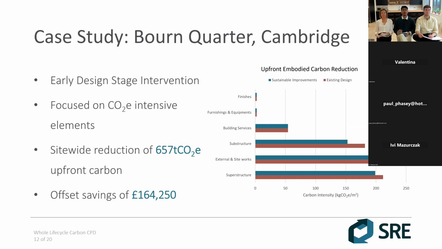Savills were able to reduce the upfront carbon emissions by 657 tons. And the client over here wanted a net zero upfront carbon development, which basically means they wanted to offset all their upfront carbon emissions. And undertaking this whole life carbon study at the early design stage helped them save around 164,000 pounds in offsetting costs.